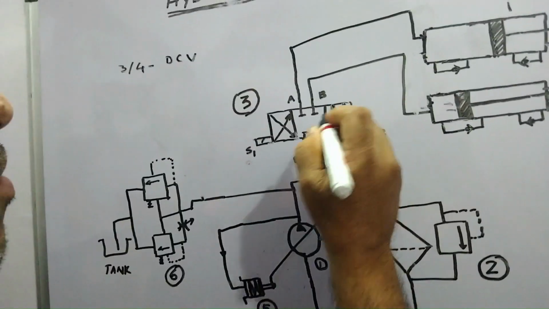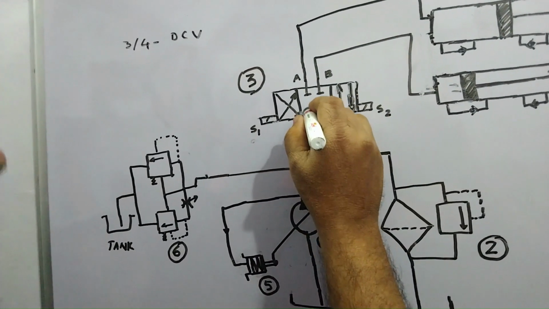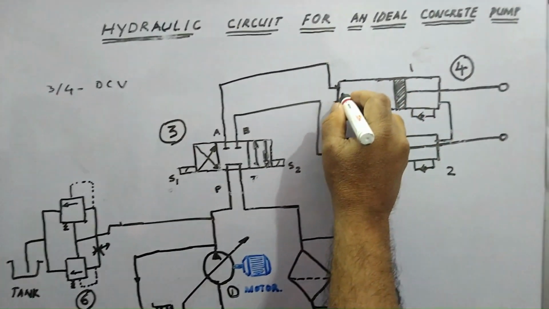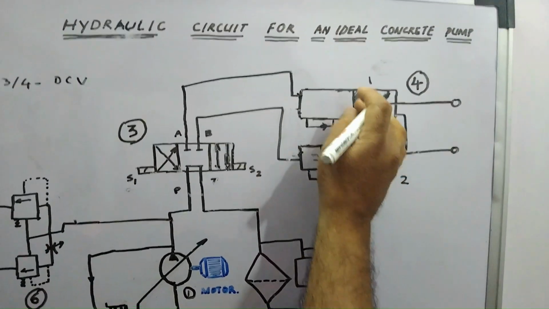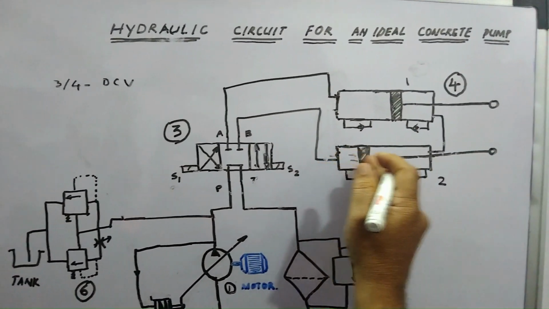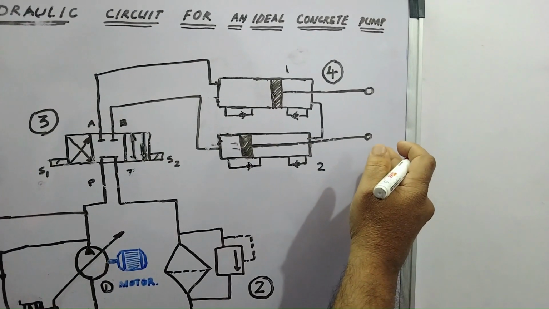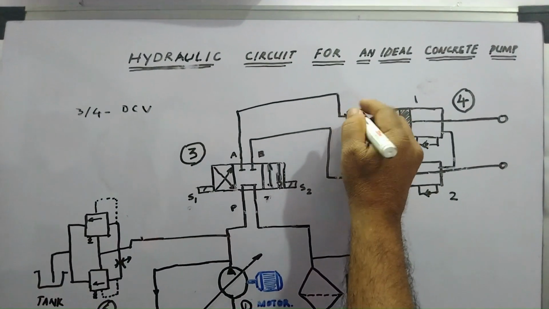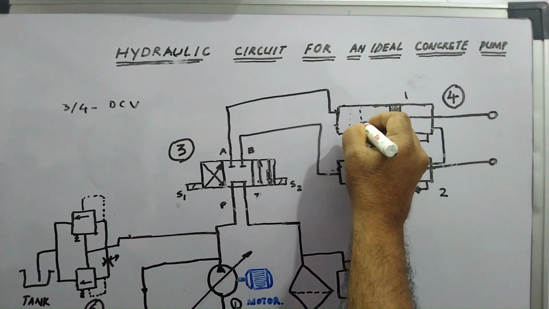This is up and this is down. So now the oil goes from A to cylinder 1, and it will enter here. Now you see, this cylinder is here. In the first position we have seen, this cylinder has come outside, and it is going to retract here. And now the position is here.